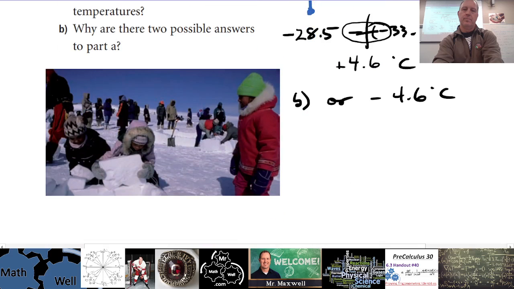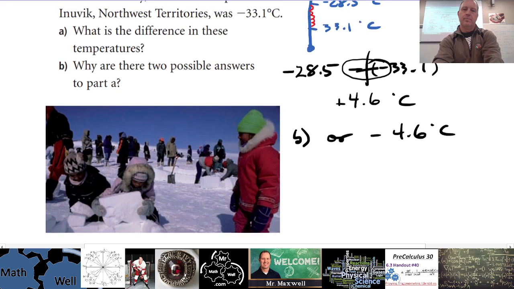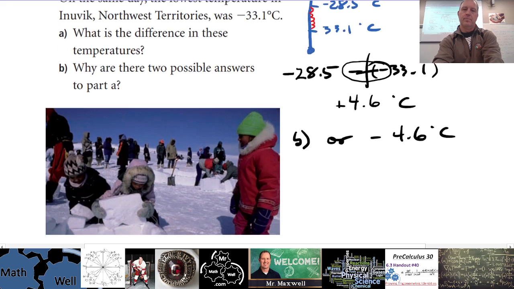And there looks like a picture of one of the two places, perhaps. Making some igloos, looks like. Cutting some thick snow, building something there.